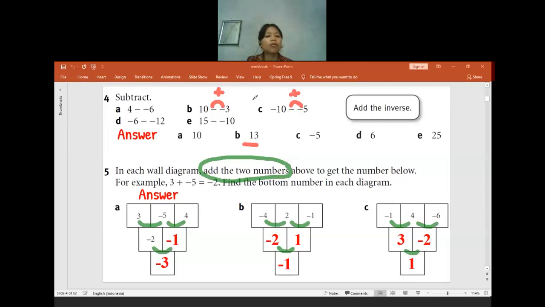Okay, is there anything confusing from questions 4 and 5? Or maybe I talk too fast? You can check your homework answer also. If there is anything wrong in your answer, you can make the correction. Nothing is confusing? Okay, if nothing is confusing, I will move to the next question.